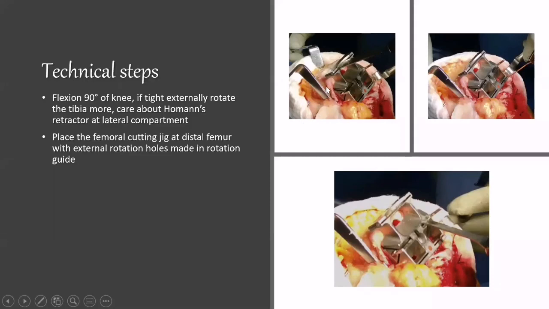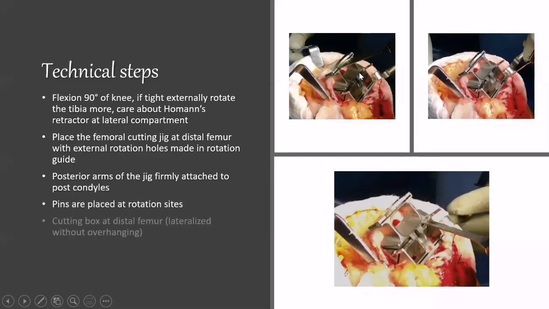Place the femoral cutting jig at the distal femur with external rotation holes. We use an external rotation guide and then we pin them. After that, you remove the external rotation guide and bring up the cutting box, with the posterior arms of the jig firmly attached to the posterior condyles. Do you remember that? You have to make sure these are firmly attached. Pins are placed at the rotation side and the cutting box is lateralized without overhanging. And we will see why that is.